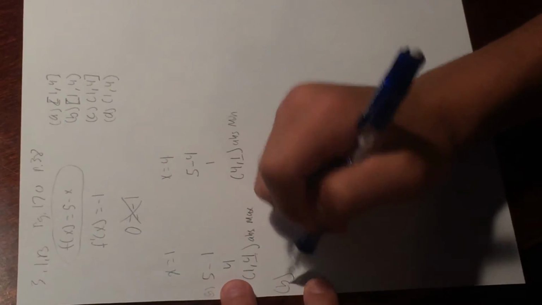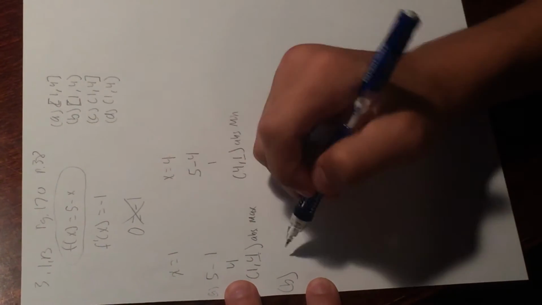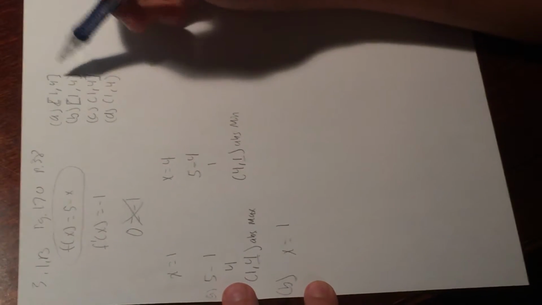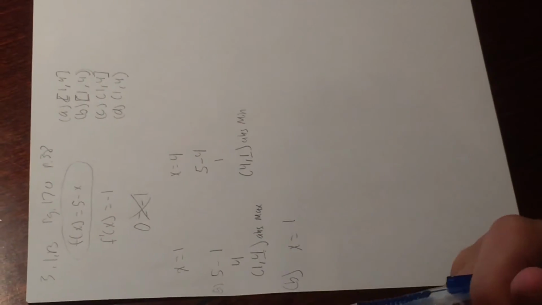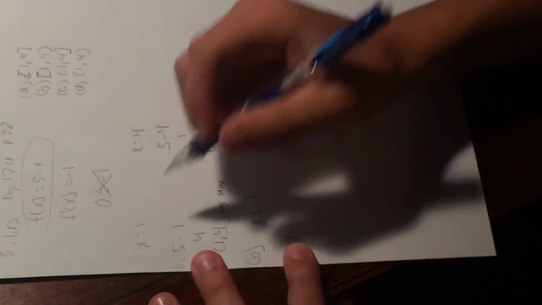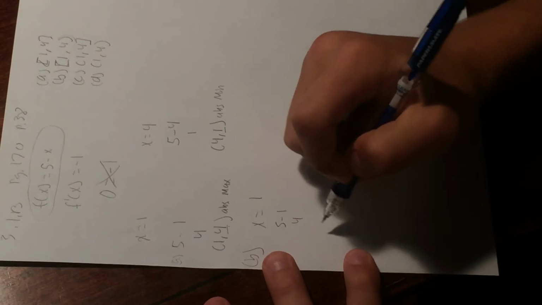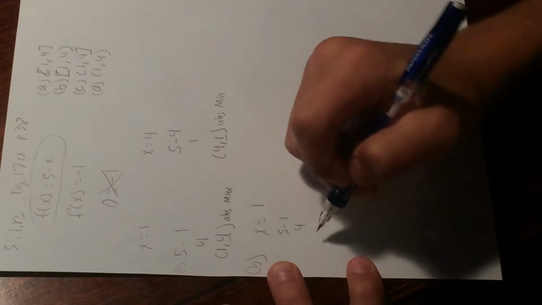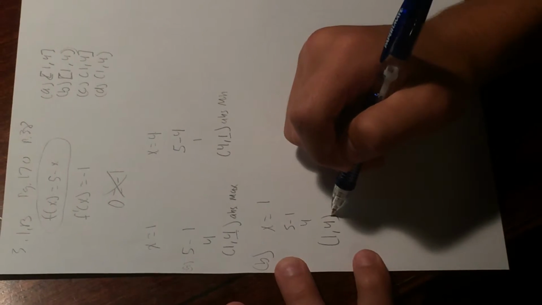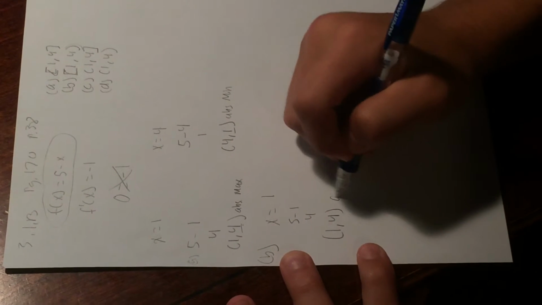So for B, we only have x equals 1, because since this is an open interval, we do not know what number to check because we can only get infinitely close to it. So when we plug 1 back into the equation, 5 minus 1 is 4, and we have (1, 4), and this one is going to be the absolute maximum because that's what it was earlier.